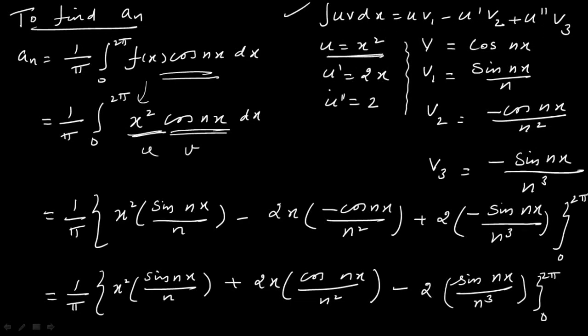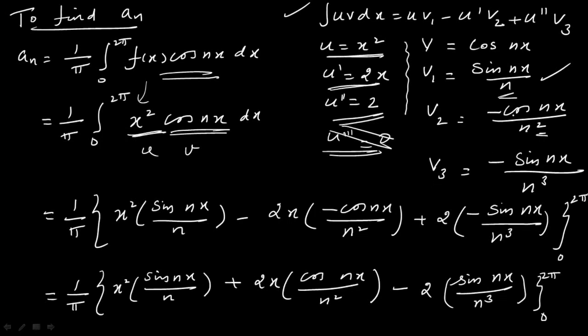U is x square, u dash is, differentiating this, 2x, u double dash 2. Suppose if you are going to differentiate once again, u triple dash becomes 0. That's why I have to stop up to u double dash. Here v is cos nx and v1 is, integrating cos nx, you get sin nx divided by n. v2 is nothing but integrating sin nx, you get minus cos nx divided by n. Already you have n in the denominator, that's why here you have n square.